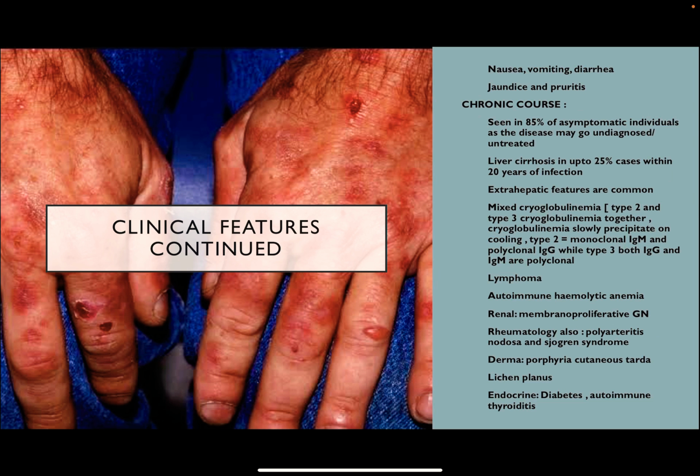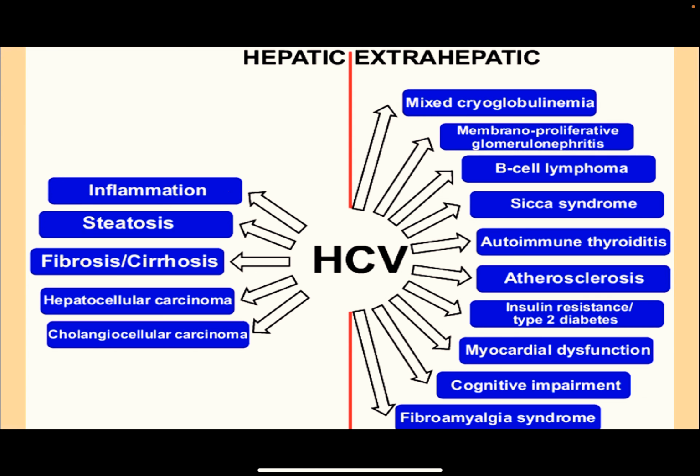So there'll be proteinuria. Then there'll be polyarteritis nodosa, which is a medium-sized vessel vasculitis, and Sjogren's syndrome. Dermatologically, you can see porphyria cutanea tarda, as you can see in this image, and lichen planus. In endocrine symptoms, there's diabetes and autoimmune thyroiditis. This is a nice flowchart showing the hepatic and extrahepatic manifestations.